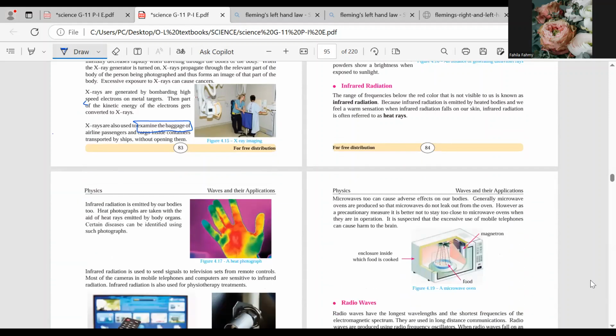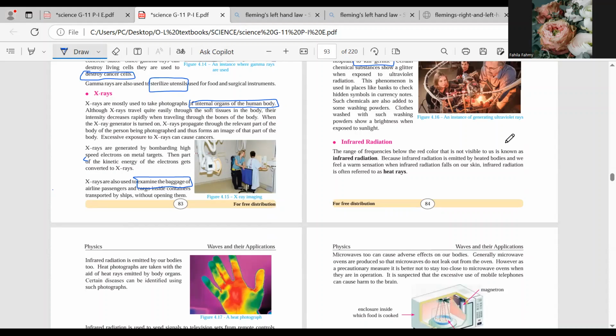Then infrared, what do we use it for? Infrared can tell you, can you see this heat photograph over here? The more red it is, the more heat it has. Does that make sense? So you can get heat photographs out of infrared, right? Infrared radiation is emitted by our bodies too. Heat photographs are taken with the aid of heat rays emitted by the body organs. Certain diseases can be identified with these pictures.